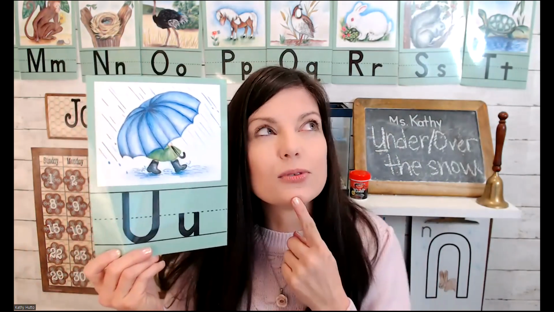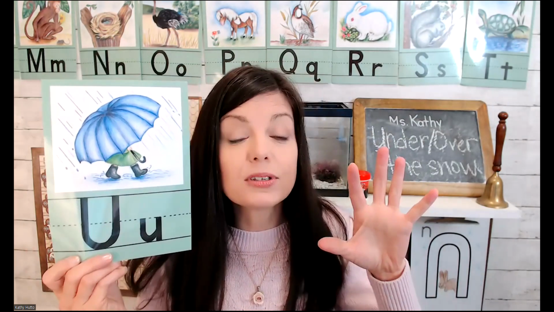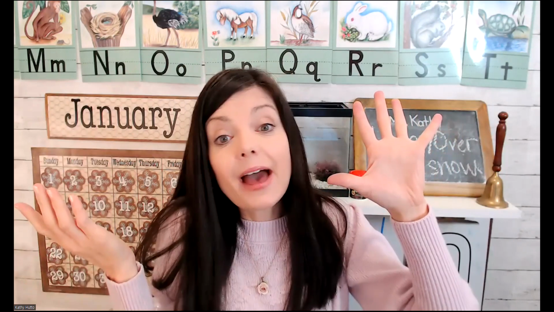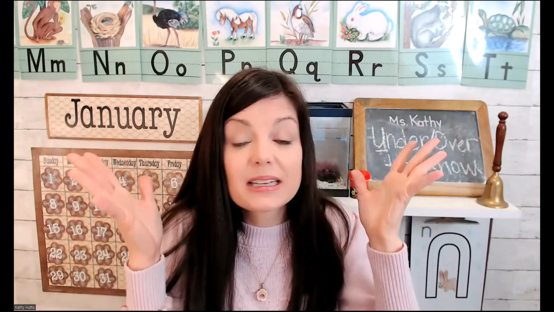Letter U is one of those special letters we call the vowels. The vowels are A, E, I, O, U. These are the vowels. Well, the vowels are special because every word must have one. If it doesn't have a vowel, then it's not a real word in English. It's just letters stuck together.